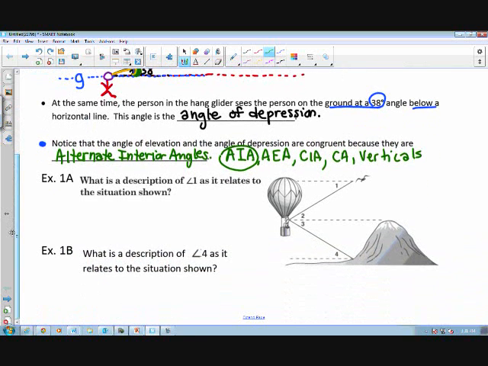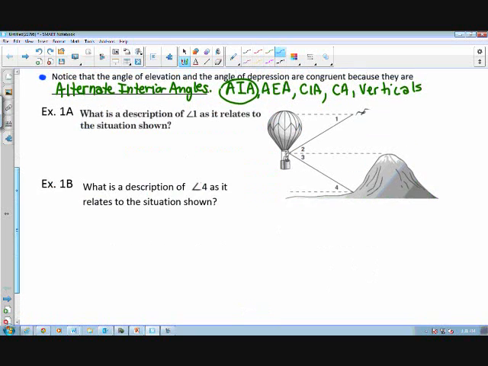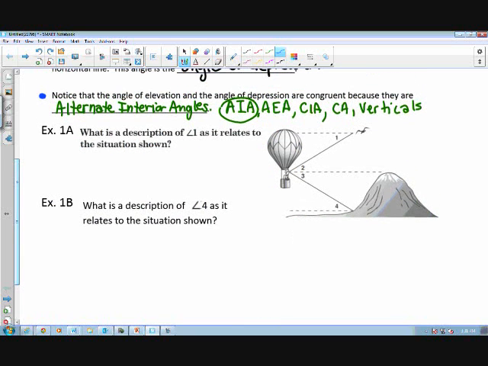All right. Scroll down. Well, I scroll. You guys just look lower. Onto paper for example 1. What is the description of angle 1 as it relates to the situation shown?